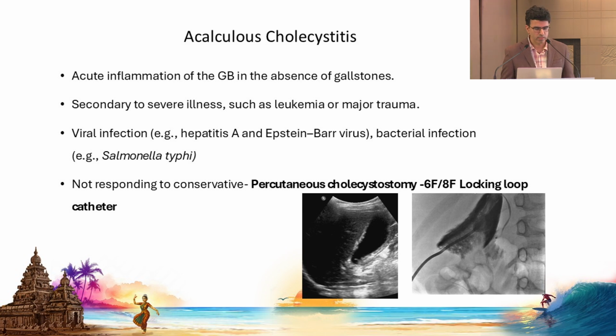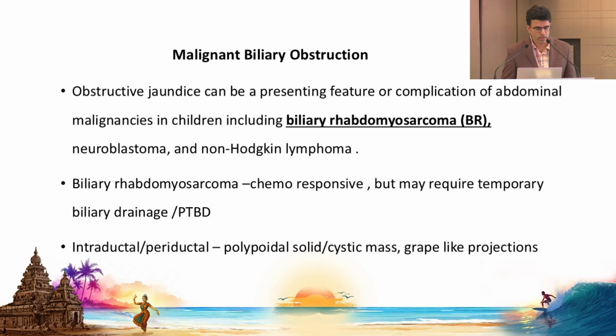So malignant biliary obstruction, biliary malignancies are not very common, but we can often see a biliary rhabdomyosarcoma or lymphoma compression of the bile duct. These are quite chemoresponsive, but in certain cases when there is associated cholangitis or when the bilirubin is so high, we might need to drain it.